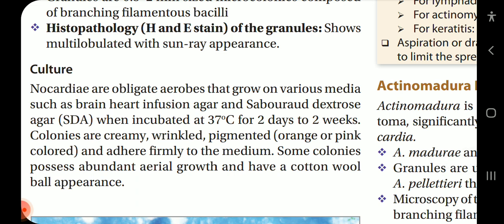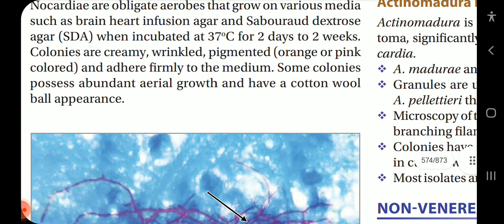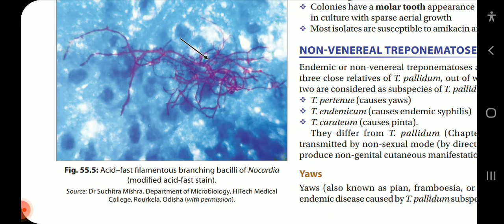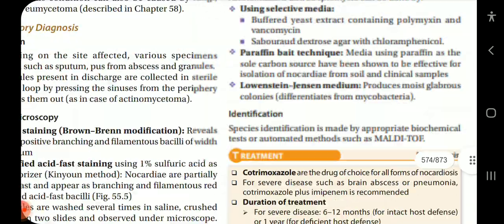Culture. Nocardia are obligate aerobes that grow on various media such as brain heart infusion agar, Sabouraud dextrose agar SDA when incubated at 37 degrees Celsius for 2 days to 2 weeks. Colonies are creamy, wrinkled, pigmented, orange or pink in color and adhere firmly to the medium. Some colonies possess abundant aerial growth and have a cotton wool ball appearance. In this figure, we can see the acid-fast filamentous branching bacilli of nocardia in the modified acid-fast stain.